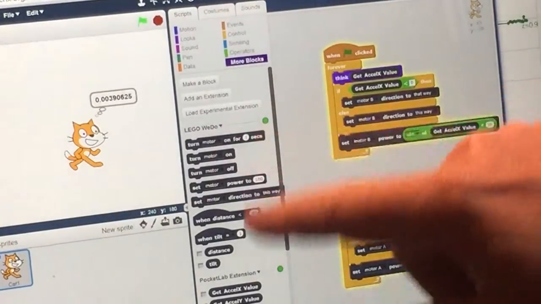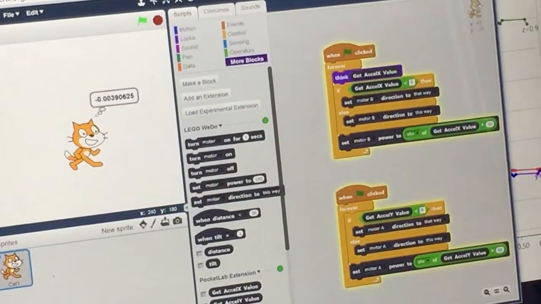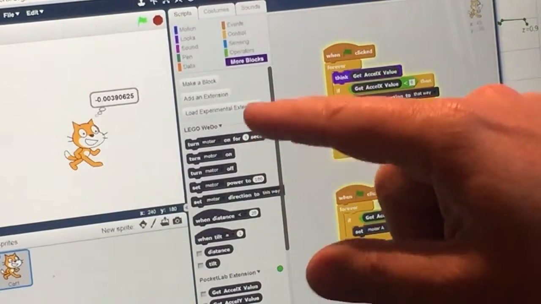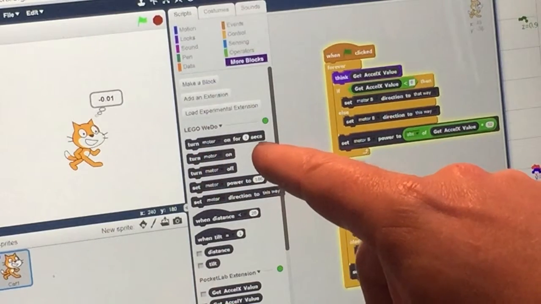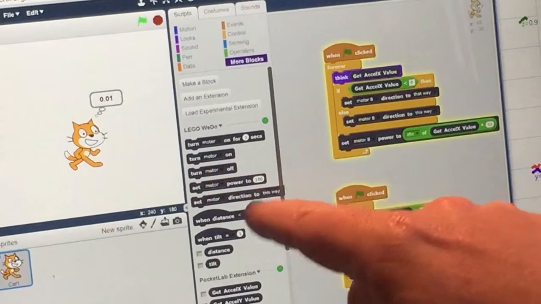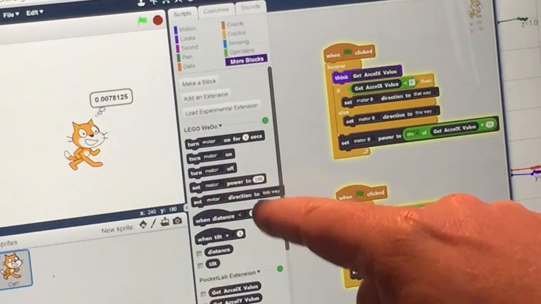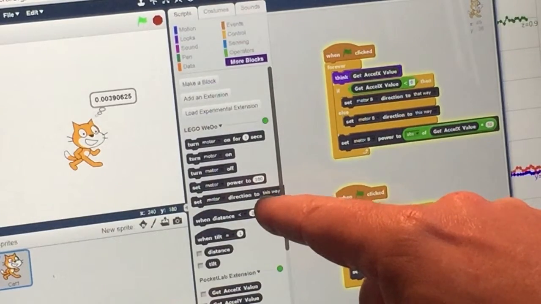Okay, so we have Lego WeDo extensions and we have Scratch extensions. The Lego WeDo extensions let you control the motors. So here I have a command to turn the motor on, turn the motor off, and set the motor power to a certain number. Like, I think it goes 1 to 100. It's set 100. And then set the direction to this way or that way.